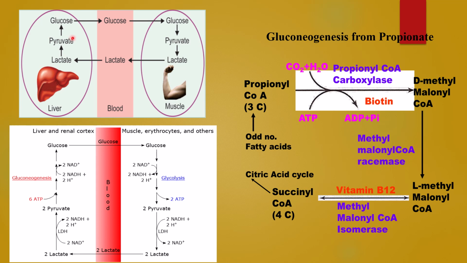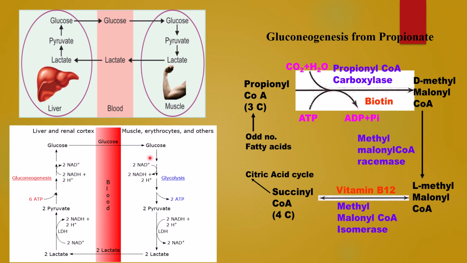So it is an energy consuming process, and the glucose again is now dropped into the blood for reutilization by the muscles and the various other tissues. So this cycle is known as Cori cycle. Very, very important cycle, maintaining the homeostasis of blood, maintaining the level of blood sugar.